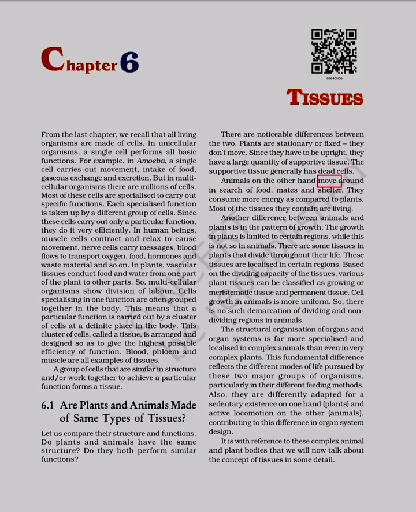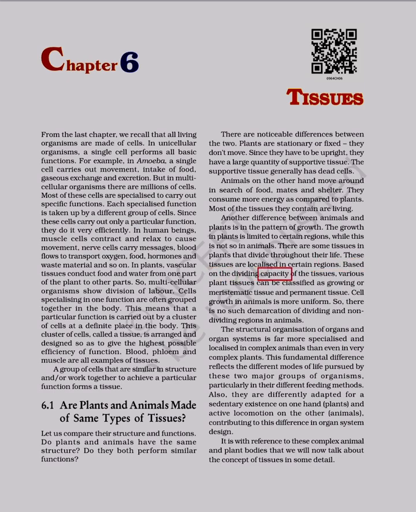Animals on the other hand move around in search of food, mates and shelter. They consume more energy as compared to plants. Most of the tissues they contain are living. Another difference between animals and plants is in the pattern of growth. The growth in plants is limited to certain regions, while this is not so in animals. There are some tissues in plants that divide throughout their life. These tissues are localized in certain regions.